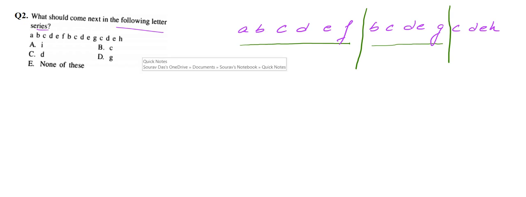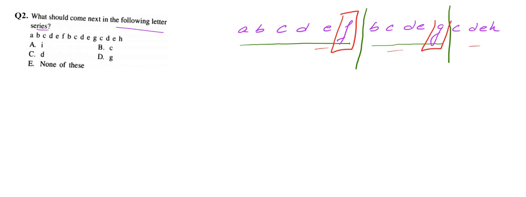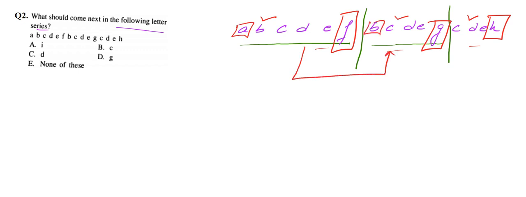Those are A, B, C, D, E, F. Then we have B, C, D, E, G and C, D, E, H. So you can check, if we neglect the last letter, what do we have? We have A, B, C, D, E, then we have B, C, D, E, then we have C, D, E. So you can check, we are missing our first letter from each one of them. In coming from here to here, we have left A, and coming from here to here, we have left B.